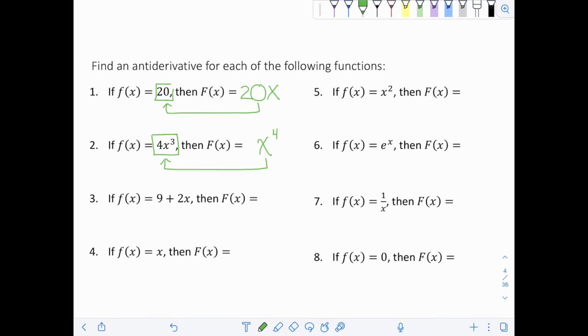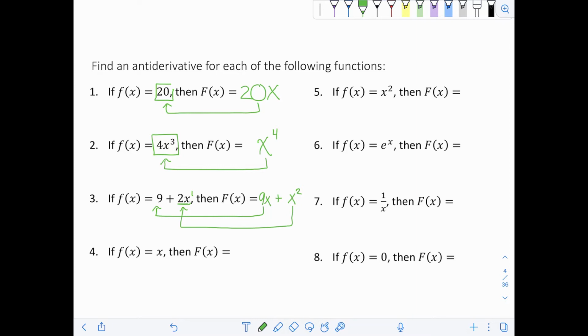Okay, let's look at the next one, 9 plus 2x. Well, to get to the derivative of 9, we would need to start with 9x. If we think about the 2x, the same thing is that since that's x to the 1, we need to go up to x to the 2. And now let's go ahead and check the derivative. The derivative of 9x is 9, so that one checks out, and the derivative of x squared is 2x. So that checks out too.